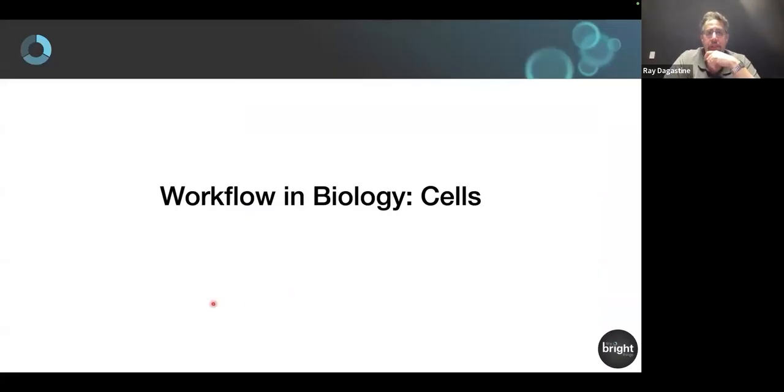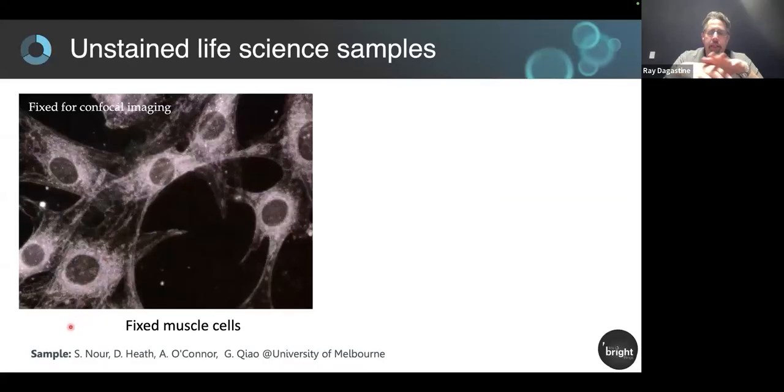Now, let's talk about cells, because so far we pointed out we're doing imaging, but we're just using visible light. There's no fluorescence, there's no labeling or staining. And so these are muscle cells. These are fixed muscle cells that was actually set up as a confocal sample, but this is just illuminating them with red light. This is a red wavelength. There's no fluorescence there. You can see the nuclei.